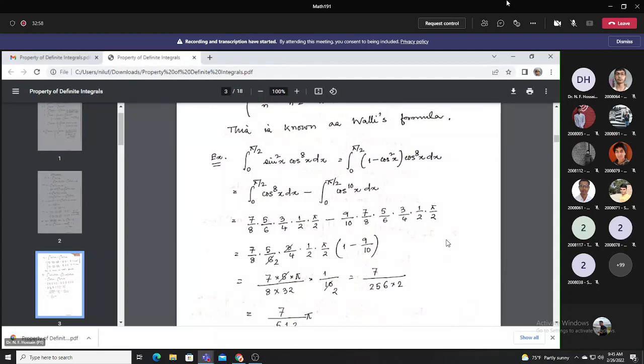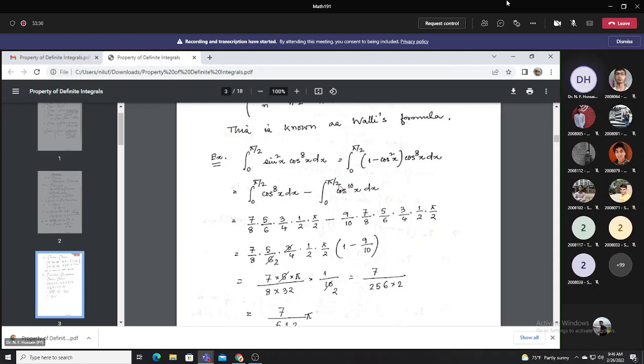So the first math on Wallis formula: integration 0 to pi by 2 sine square x cos to the power 8 x dx. Here, at first we write 1 minus cos square x for this sine square x. So here you are getting two terms: one integral with cos to the power 8 x minus the same integration with cos to the power 10 x. You just use the Wallis formula.